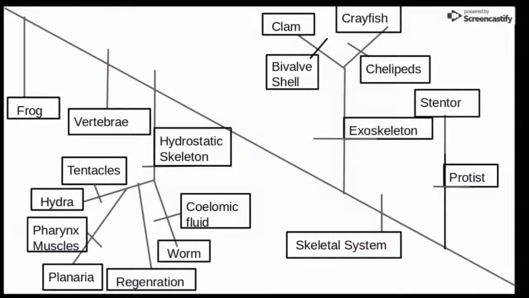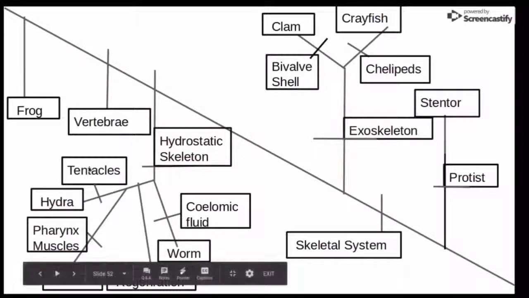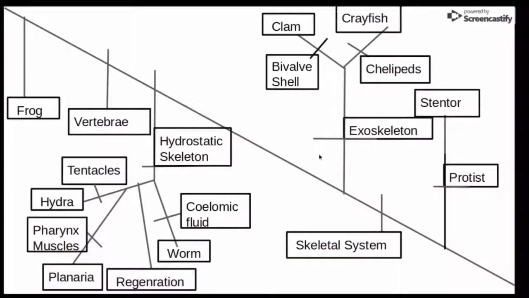So this is the cladogram that we created to show all the organisms. As you can see, the first branch off is stentor. This branch is because it is a protist. The next, we have a skeletal system, which the rest of the organisms include. Then we have an exoskeleton branch with the bivalve shell and chelipeds as two branches for both clam and crayfish. Next, we branch off into worm, planaria, and hydra. This branch is based off the hydrostatic skeleton. The worm has its own branch because of its coelomic fluid that it uses to structure itself.